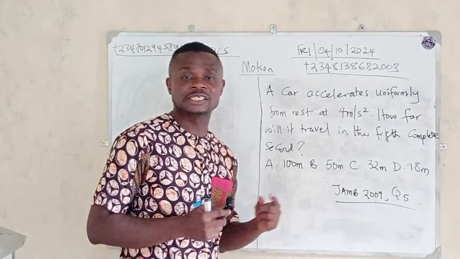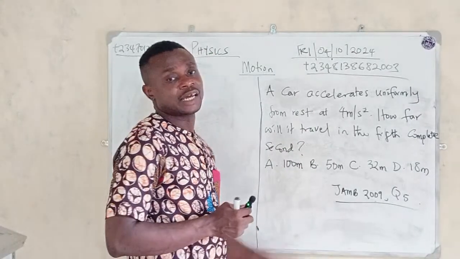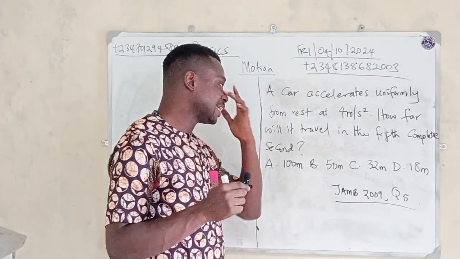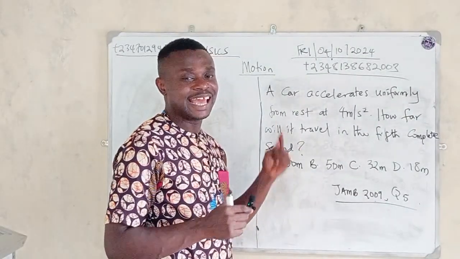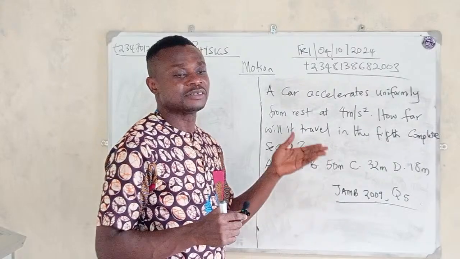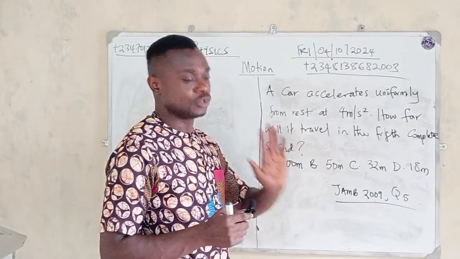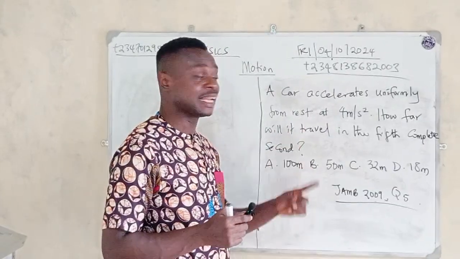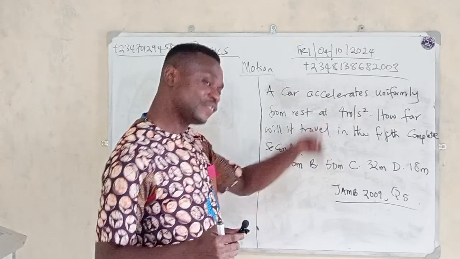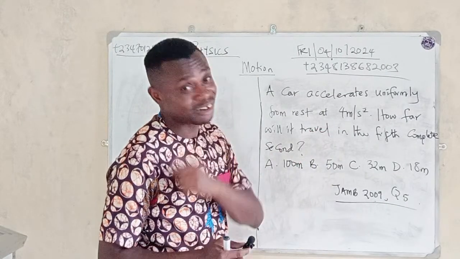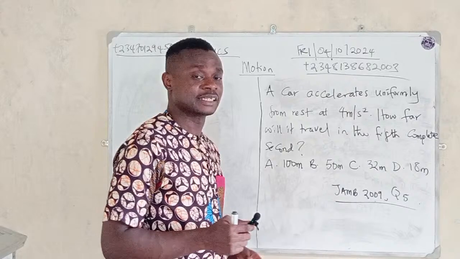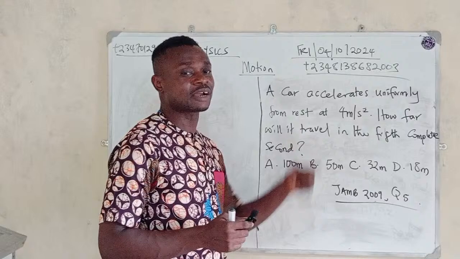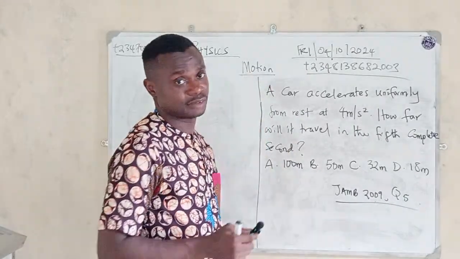Remember in our previous lectures we solved a question like this, and I made it clear that if you see a distance or any parameter after so many seconds, you use that time to solve it. But if you see something like in the 5th second, please, it's not 5 seconds. I keep saying this. In the 5th second or in the 3rd second, it's not 3 seconds.